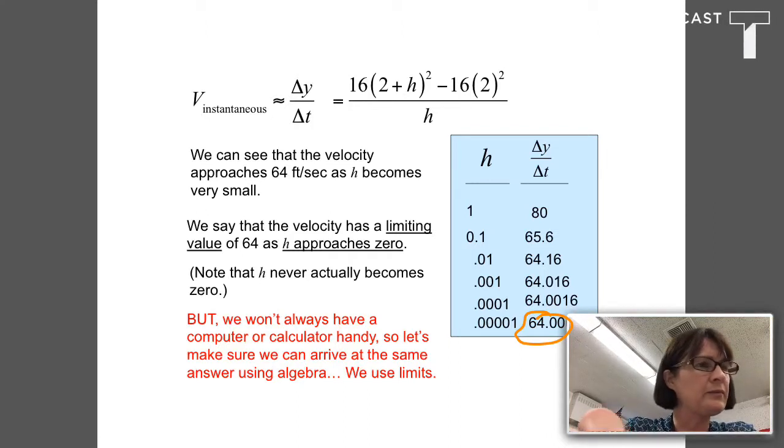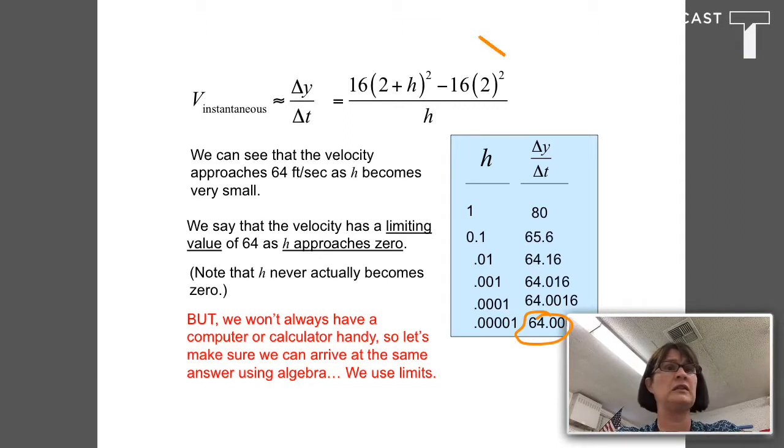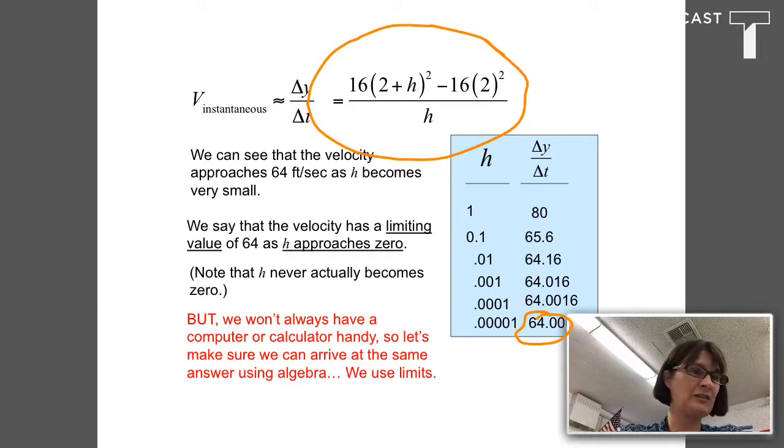But here's the problem. We won't always have a computer or a calculator that we can use to plug in smaller and smaller and smaller values of h. And let's face it, nobody wants to plug in 0.00001 for h and compute this expression. It would take a long time. So we're going to use limits. We're actually going to be able to answer this question, simplify this expression that I circled, using algebra.